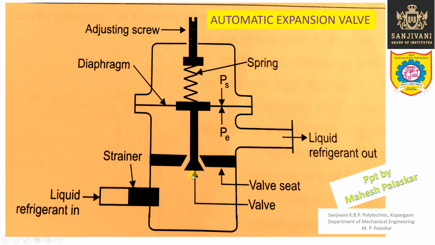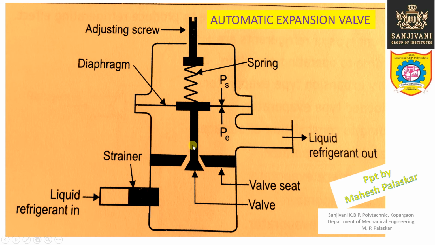And due to that the restriction will be reduced and the opening will be increased, due to the movement of this diaphragm and the valve in the downward direction. And due to the increase in the opening, more liquid refrigerant will enter this particular automatic expansion valve, and that will go to the evaporator, right?